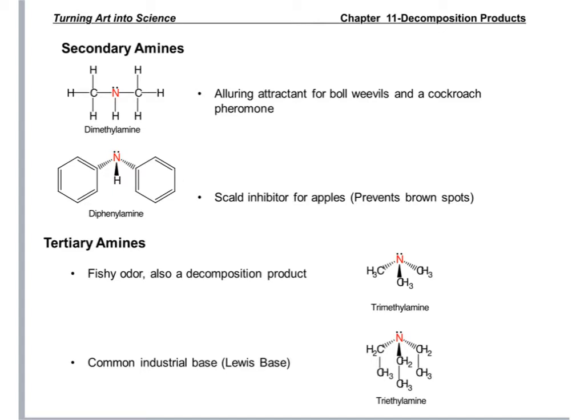Again, we're going to be looking at secondary amines. A couple are shown here, dimethylamine and diphenylamine. Diphenylamine is what keeps apples from getting brown spots, and dimethylamine is an attractant for insects such as boll weevils and cockroaches. It has a pheromone that attracts those. Then you've got your tertiary amines, and they're going to have that distinctive fishy odor, and we're going to see that in the decomposition reaction where things are decaying. And here at the bottom, you've got triethylamine, which is a common industrial base.